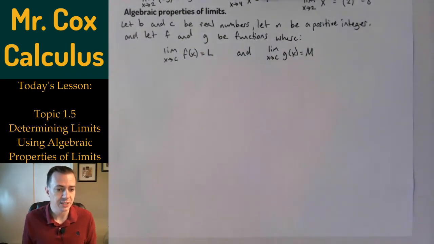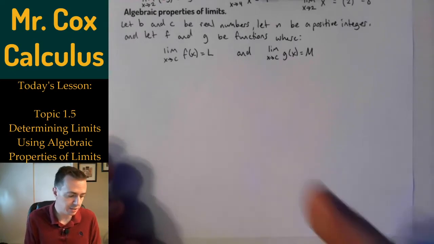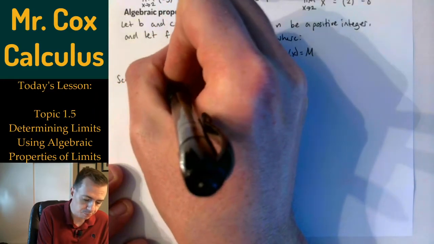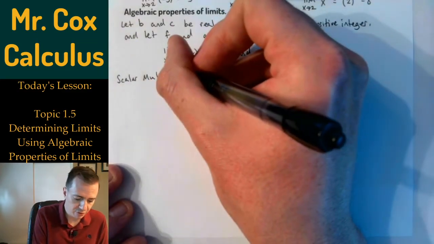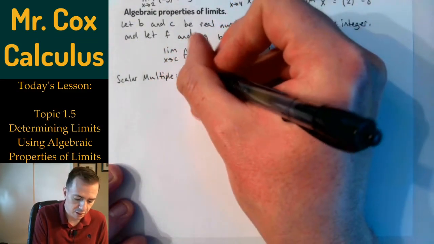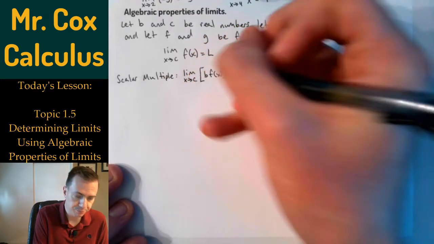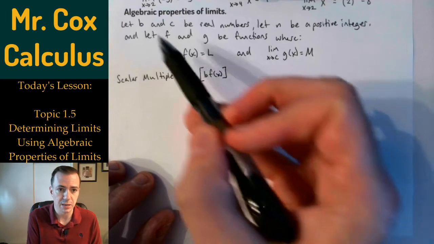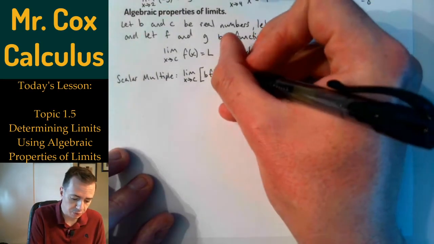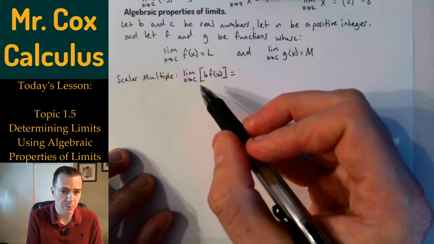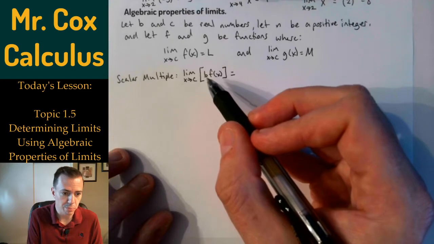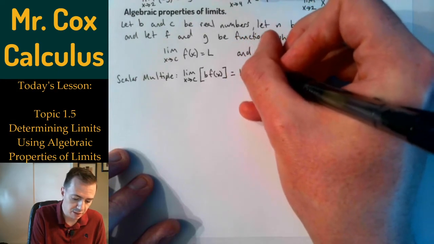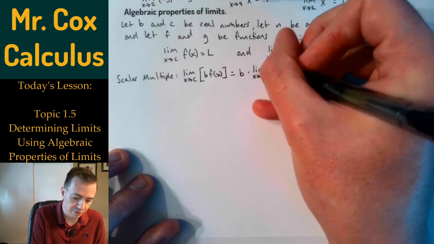We have some properties that are going to be very nice when it comes to evaluating limits. The first property that we have to look at is called the scalar multiple property. What it says is that if I have the limit as x approaches c of b times f of x, in other words, I'm taking whatever f of x is and multiplying it by a multiple b, which we defined as a real number, then I can take this multiple b and move it outside of the limit, and this is equal to b times the limit as x approaches c of f of x.